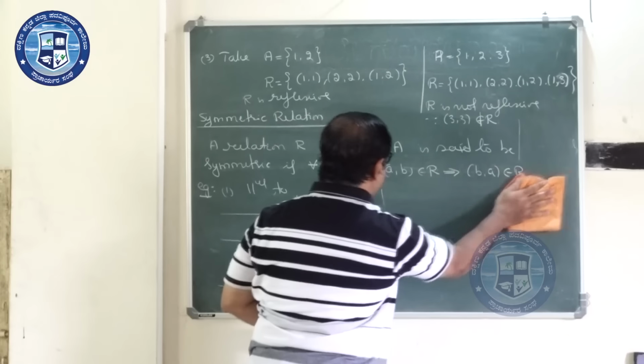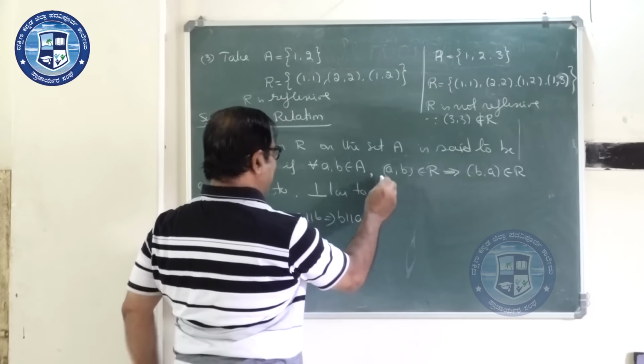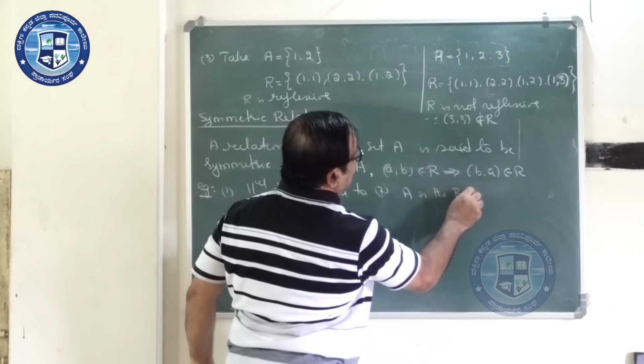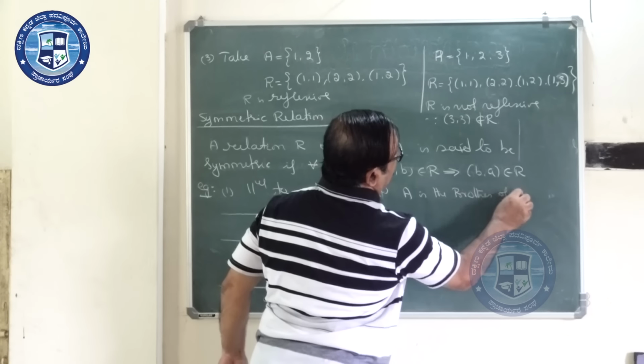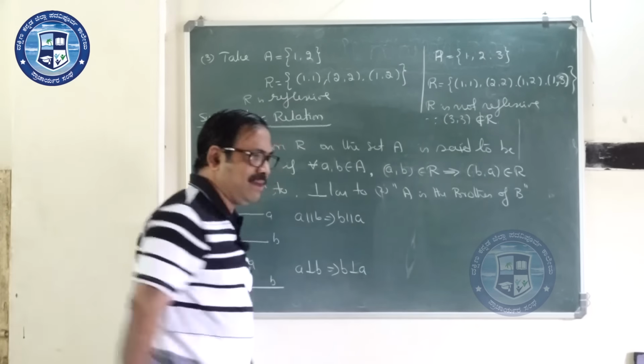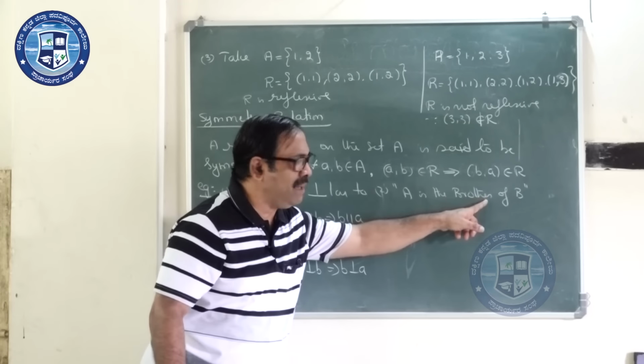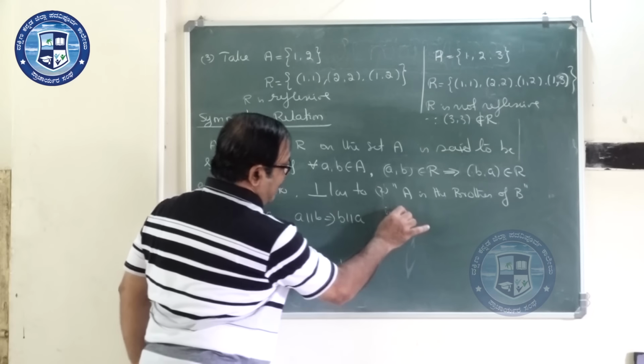I can give you one more example. See, another example. A is the brother of B. Is it symmetric? No. A is the brother of B is not symmetric.